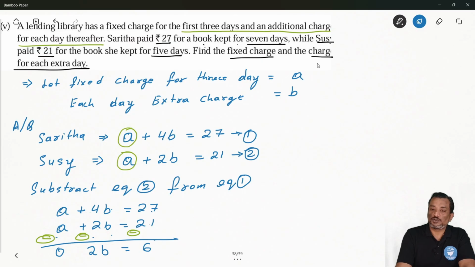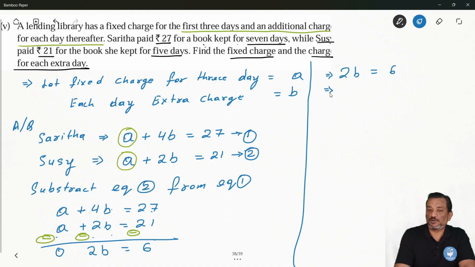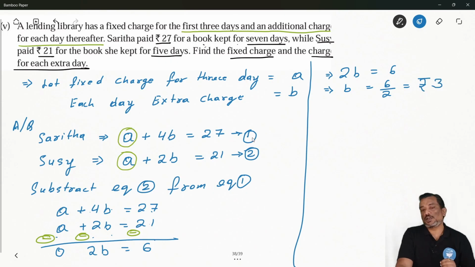Okay, so now we will say in this one, so 2B is equal to what? 6. Okay, so B is equal to how much? So coefficient of B will go that side, so 6 over 2. So you will get 3 rupees each day charge. मतलब each days की charge हो गई 3 rupees. अब हमें fixed charge निकालना है. So we will say, take the equation. So first second equation हम लेते हैं.